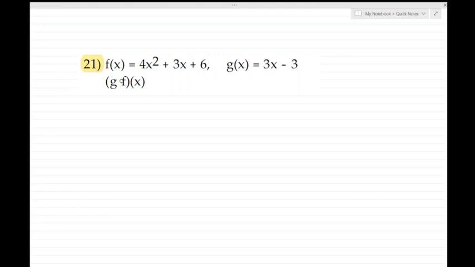Next, we're doing g composed with f at x. Not really any number in particular, but just of x.